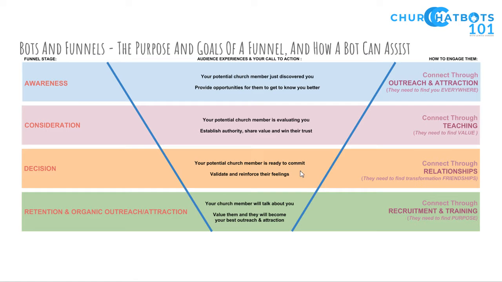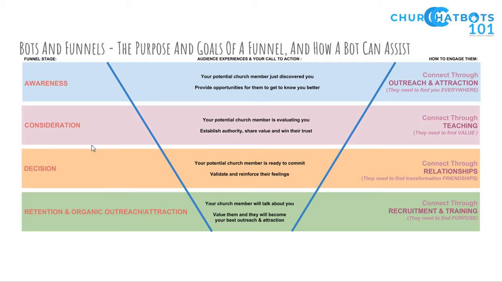All right, so let's look at this again. You reach out. You make people aware of yourself. So now they've discovered you, and it's up to you to provide opportunities for them to get to know you better. So now you start teaching them. They need to find value. Then they're in the consideration phase where they're evaluating you and considering sticking around. So establish authority, share value, and win their trust. How do you do that? By building relationships. They need to find transformation, or transforming, friendships.